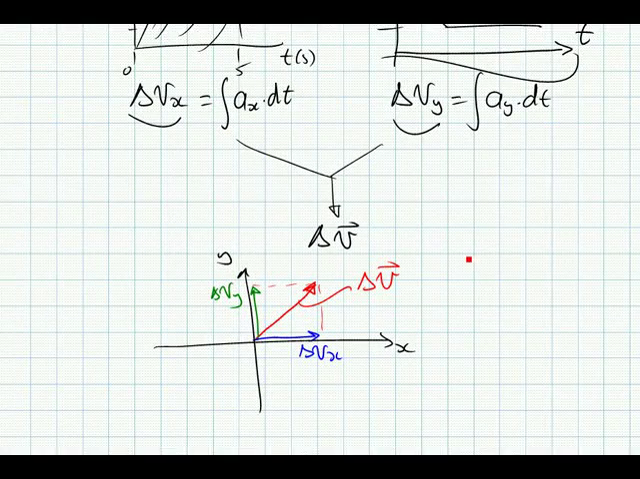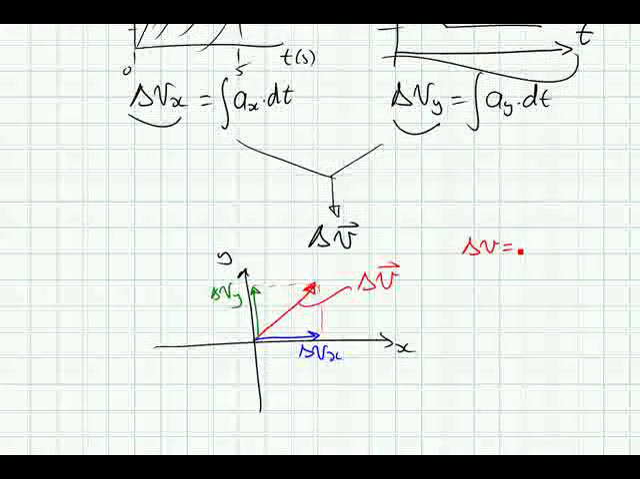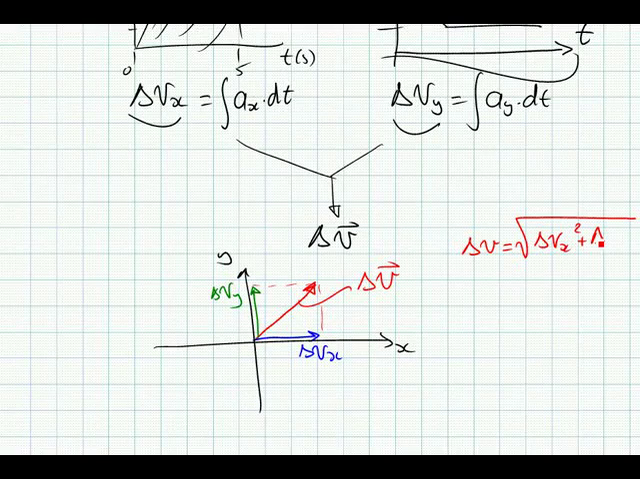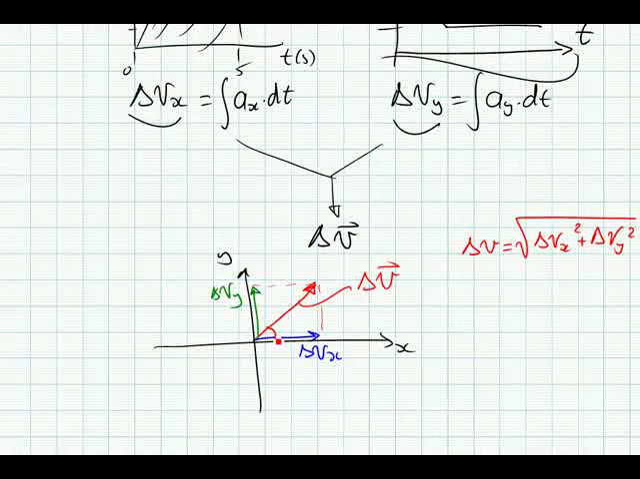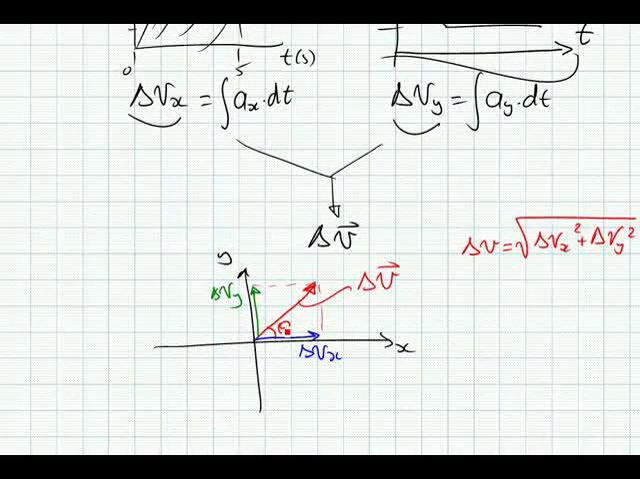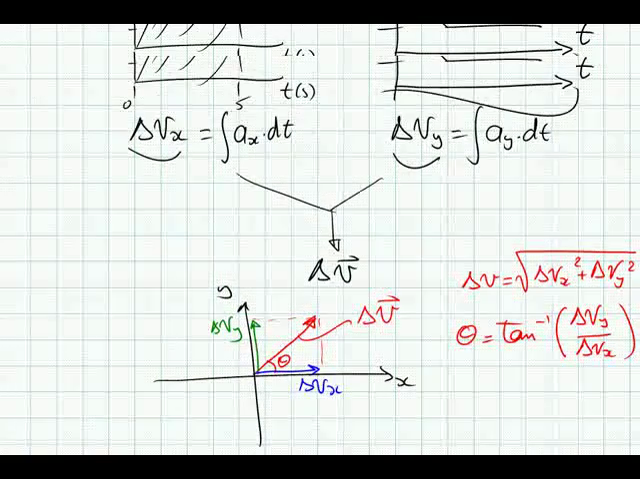Alright, so delta V, you can use the Pythagorean theorem to figure out the magnitude of delta V, which is the square root of delta Vx squared plus delta Vy squared. We covered all this material before. And also you can specify the angle that delta V makes, for example, with respect to the positive x-axis by doing the inverse tan of, in this case, delta Vy divided by delta Vx.